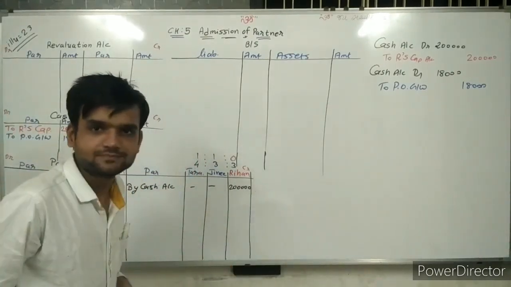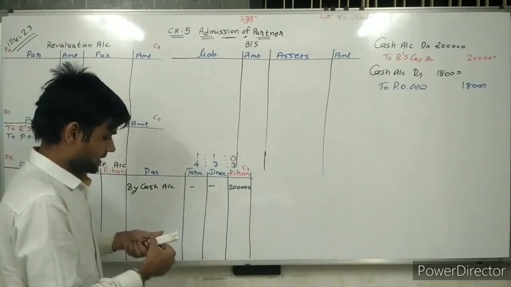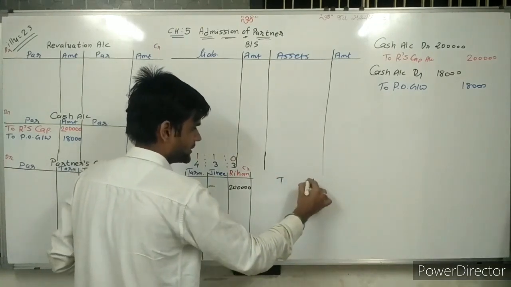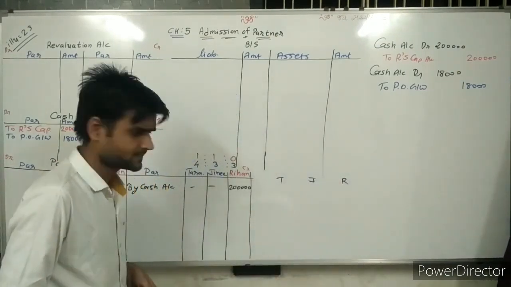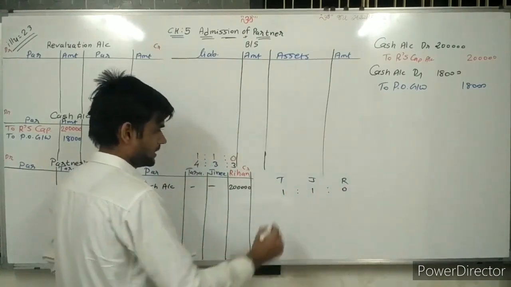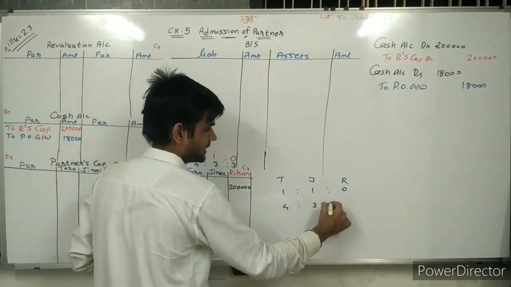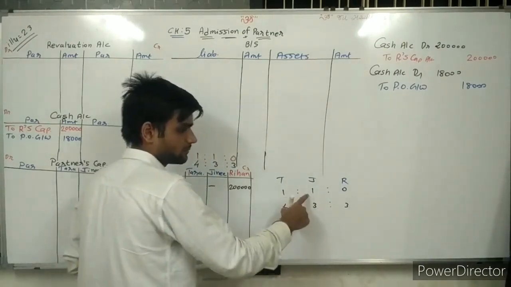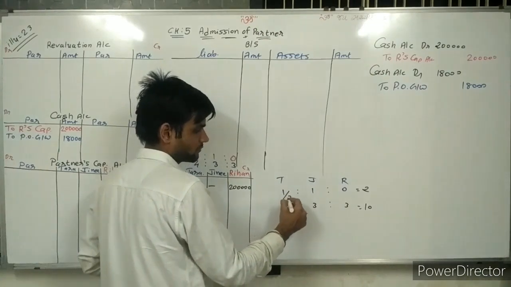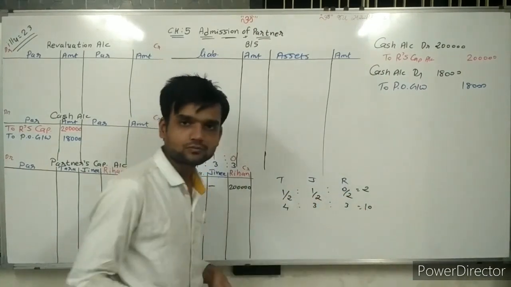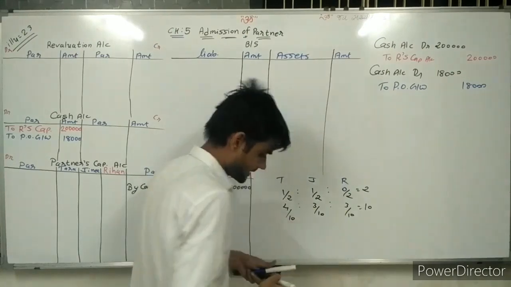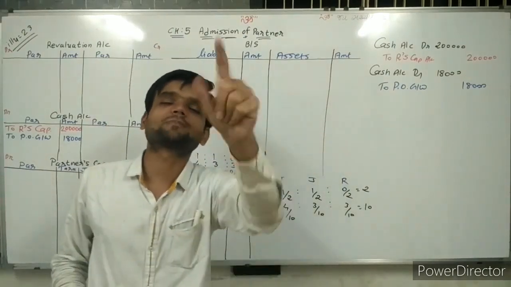So first of all, finding the sacrifice ratio here. Writing names first: Tarana, Jinisha and Rihan are partners. Old ratio 1-1-0. Here the new ratio is 4-3-3. Now make the total. 1 plus 1, 2 plus 0, so 2. Make the total of this: 10. Divide by 2, divide by 2, divide by 2. Divide by 10, divide by 10, divide by 10.